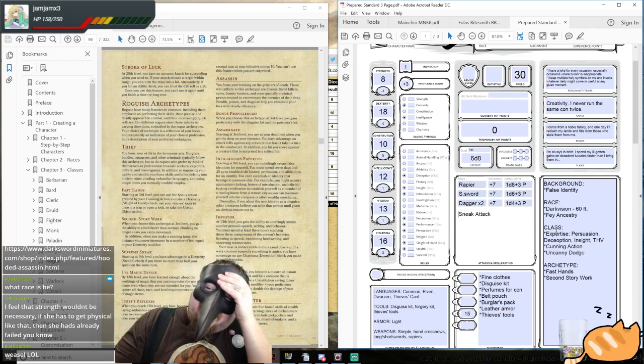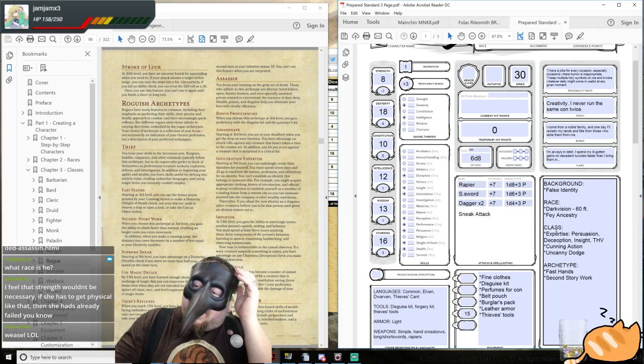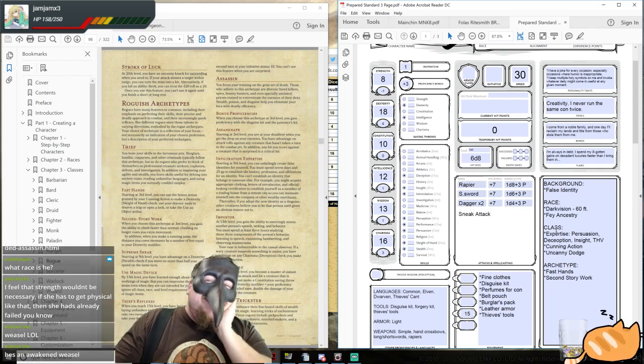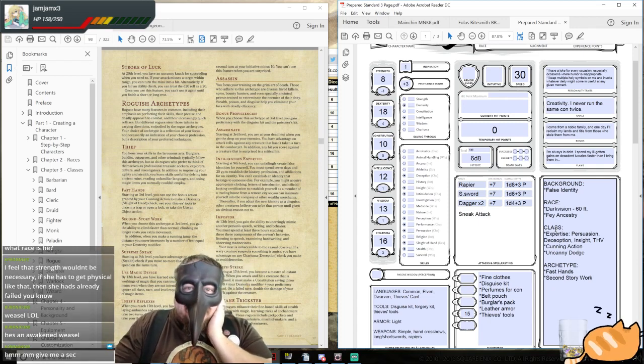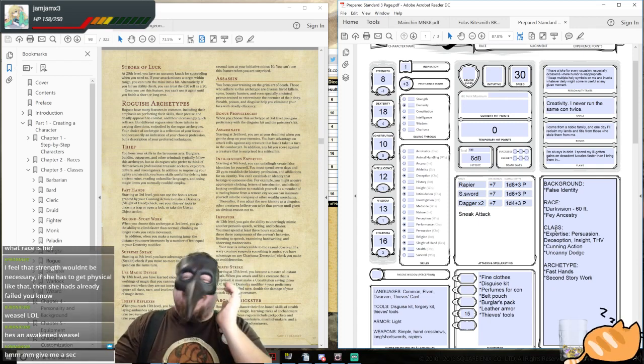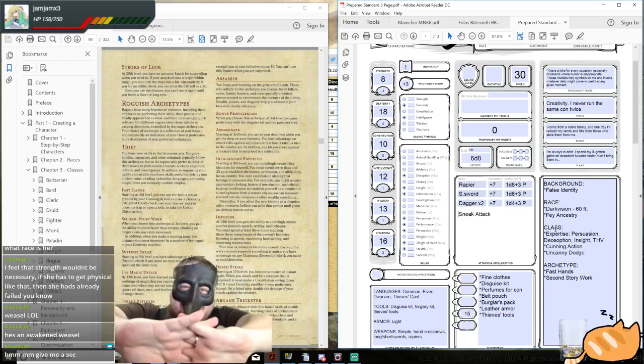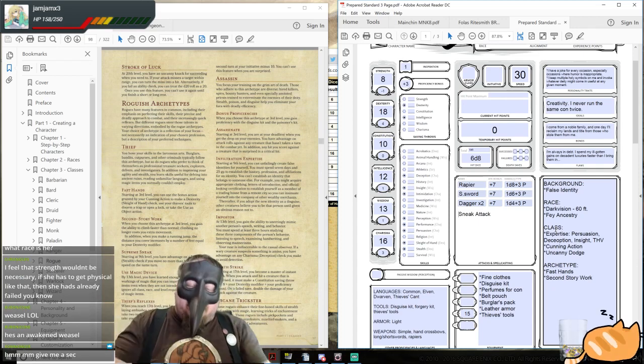So Ro, it is a weasel character. I'm sorry if I said ferret or something before. He may or may not be an awakened weasel. Ro's got this. Tap, tap, tap. Boom.